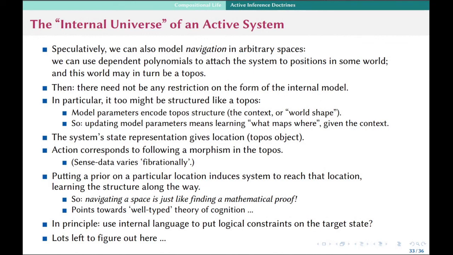And then the state representation that the system has in mind says, where am I in this relatively abstract, or more or less abstract, space?